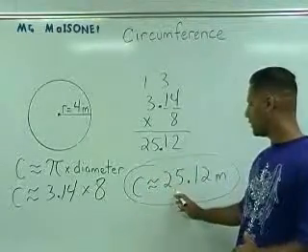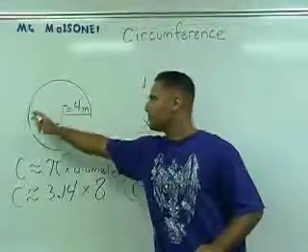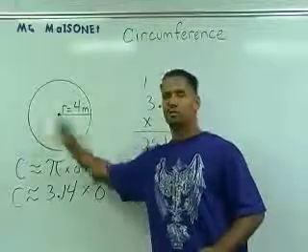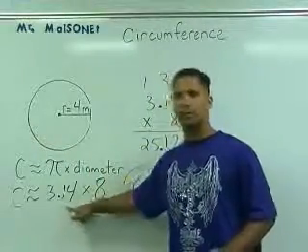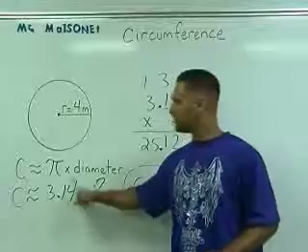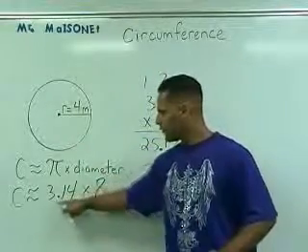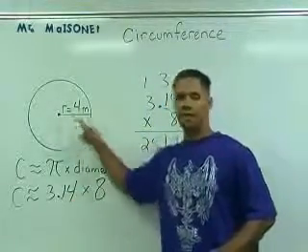Now this final answer would be approximately 3 times bigger than the distance across the circle. That's where we get this value of pi from, 3.14, because the distance around the circle is 3.14 times bigger than the diameter.